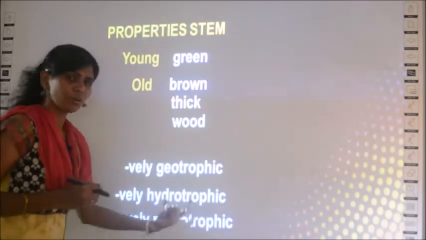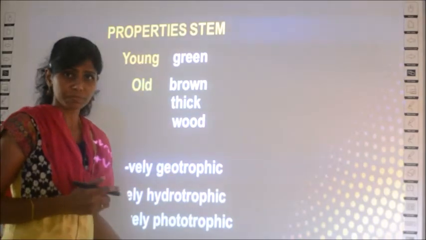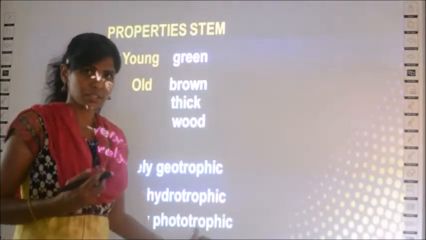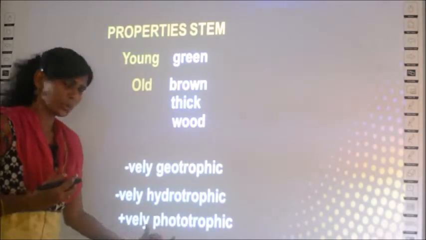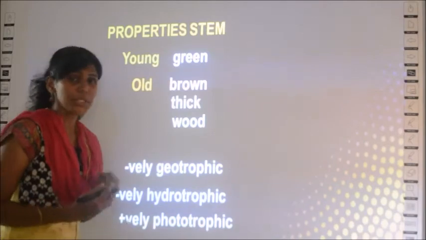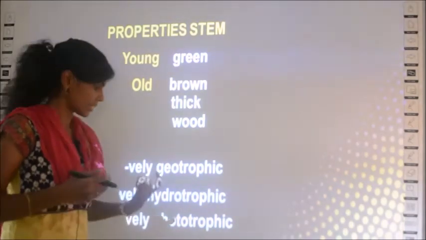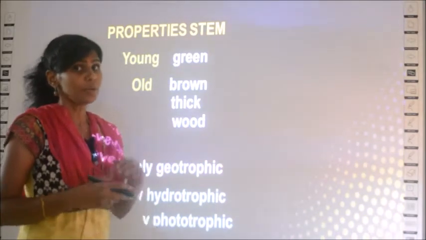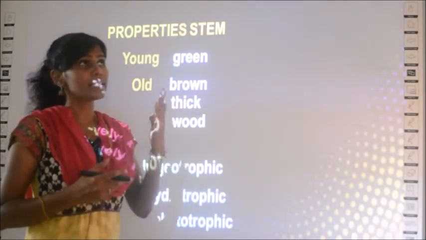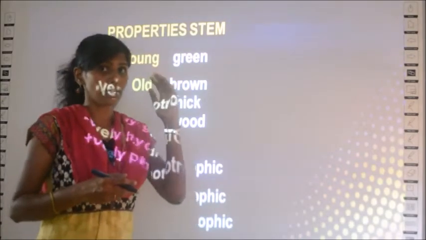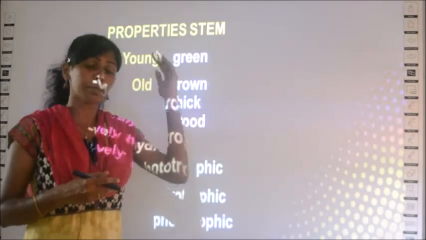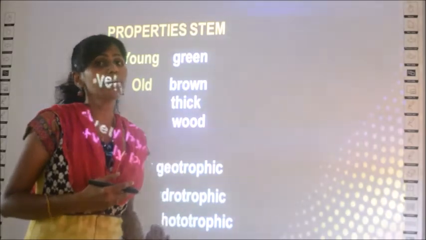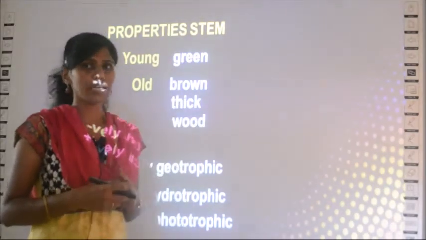What is the third property? Positively phototropic. What is photo? Photo means light. Tropic means attraction. So positively phototropic means it is attracted towards the light, so the stem grows towards the light. Now where is the light? Underground or above? It is above the ground level. So the shoot system, or the stem, will grow towards the light in the upward direction.